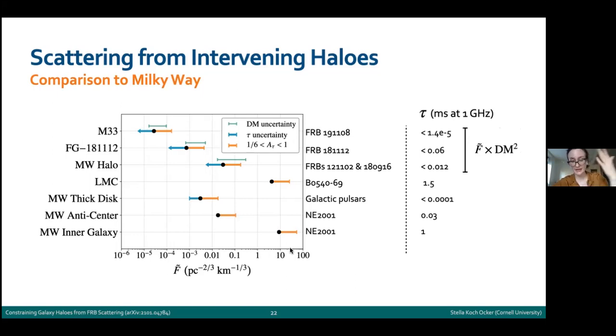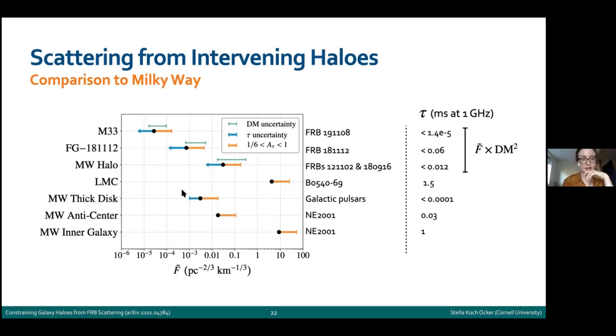One of the first things that you'll notice on this plot is that the fluctuation parameter is largest for the inner galaxy and the LMC. For the inner galaxy, it makes sense for the fluctuation parameter to be larger here than in the anticenter or thick disk, because the inner galaxy contains far more HII regions. So you generally expect larger density fluctuations here than towards the anticenter or thick disk. And for the LMC, this pulsar actually lies inside a supernova remnant, which is an enhanced scattering region. So again, it's not particularly surprising that the fluctuation parameter is much larger here.